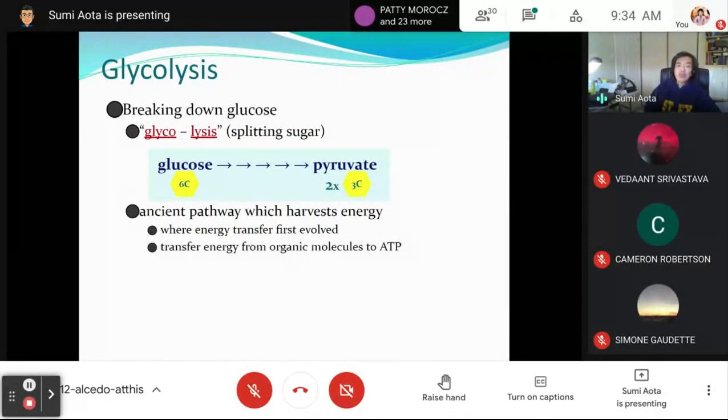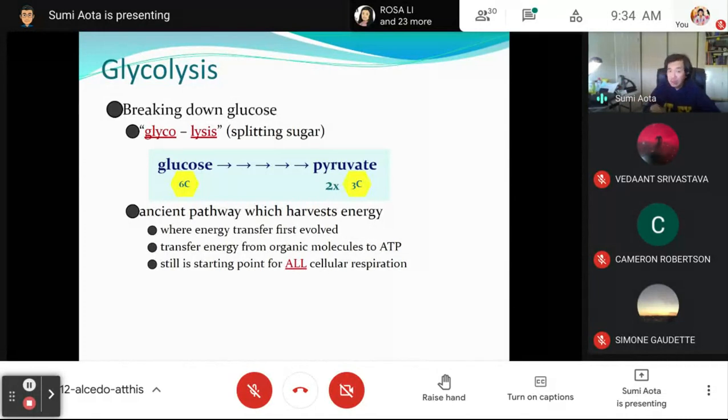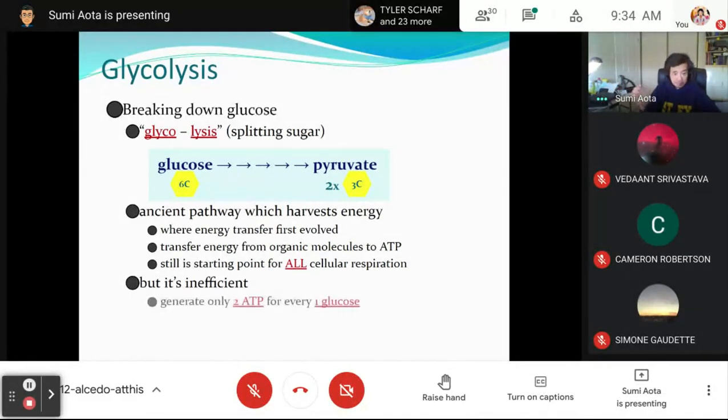Okay? This is the first pathway that evolved that transfers energy from an organic molecule to ATP. And today, it's still the starting point for all cellular respiration. It doesn't matter what organism you're talking about. If it uses cellular respiration, it's going to use glycolysis. Okay? But it is inefficient. You only generate 2 ATPs for every molecule of glucose.